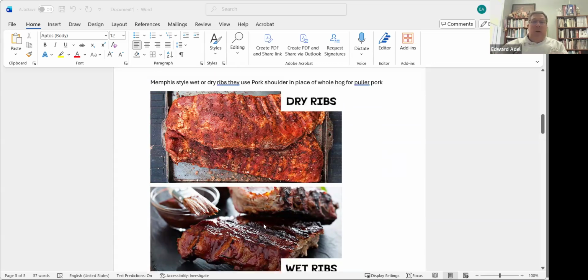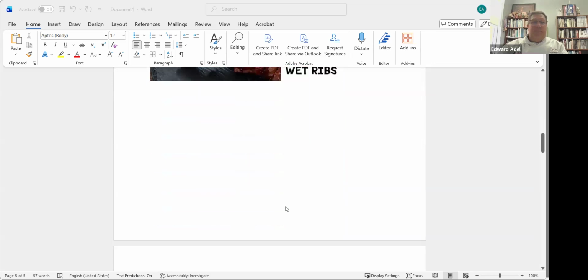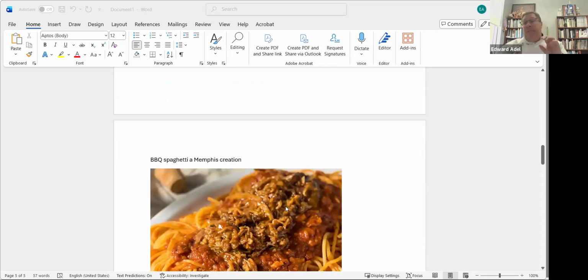see they have this wet or dry. So they do have some where they mop it and they brush it as they cook it, and some don't. So in Memphis, they have two different formats there. But ribs, Memphis ribs and pork butt, right? Pulled pork.